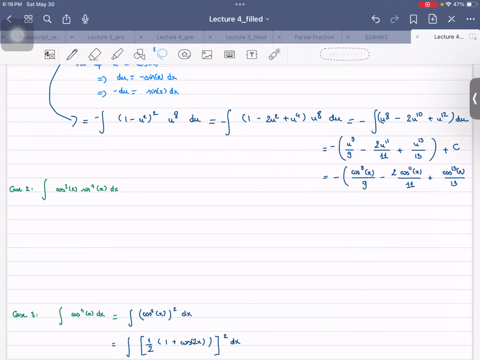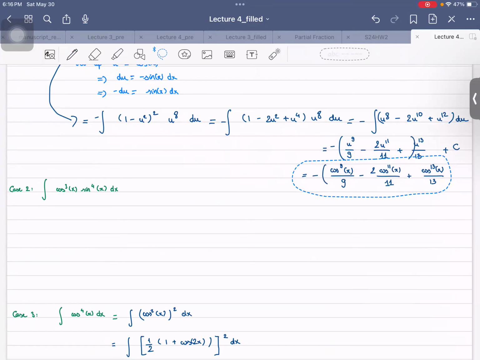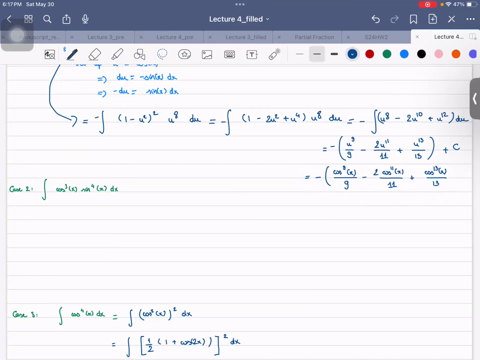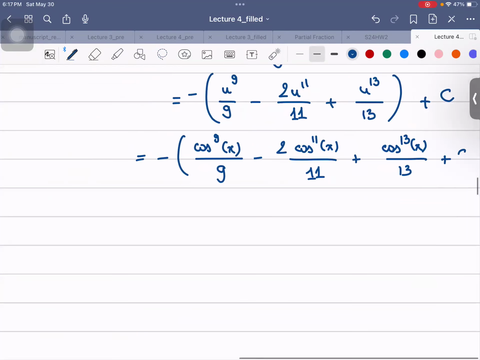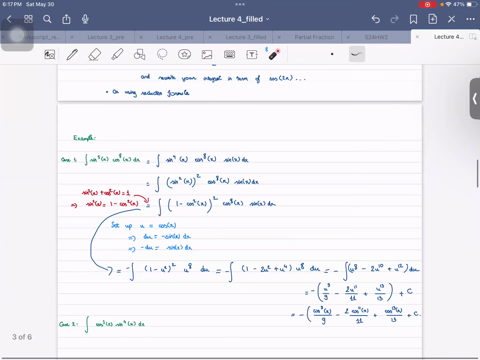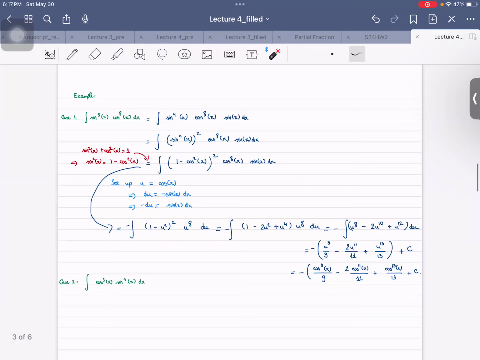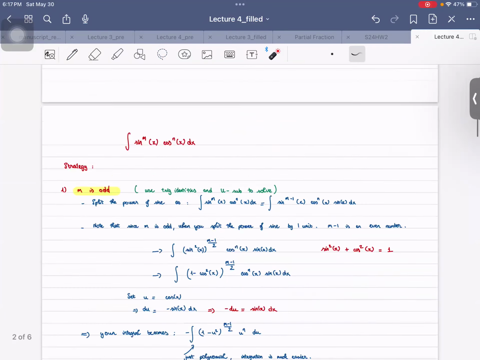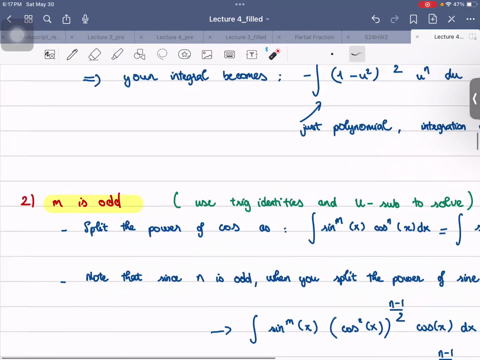Let me move this a little bit. And plus c. Okay, so this is how we deal with the tricky integral that has sine and cosine to the power of something. We use the trig identities and the substitution method. The next type is similar.